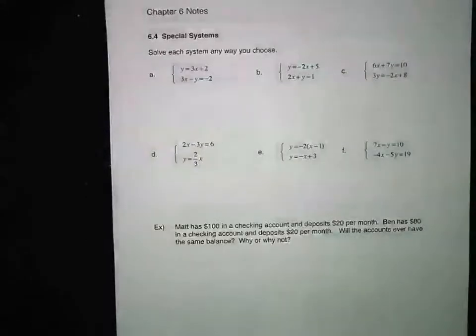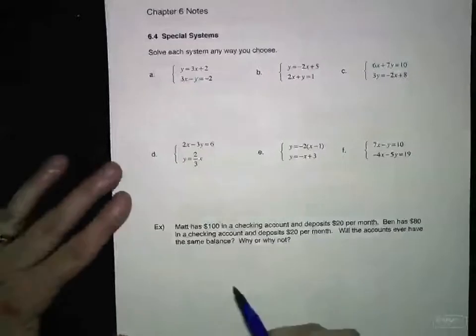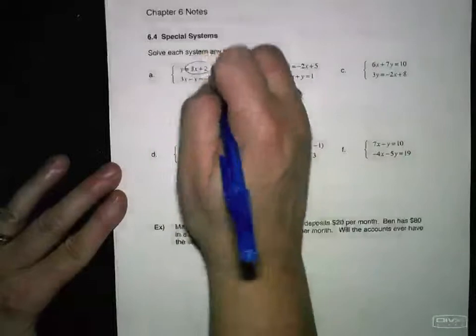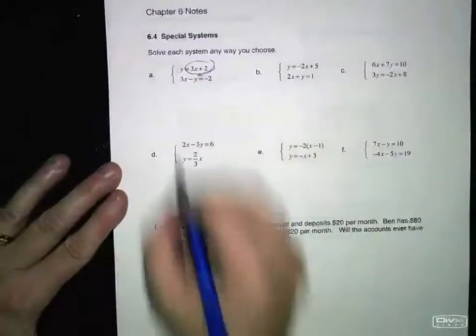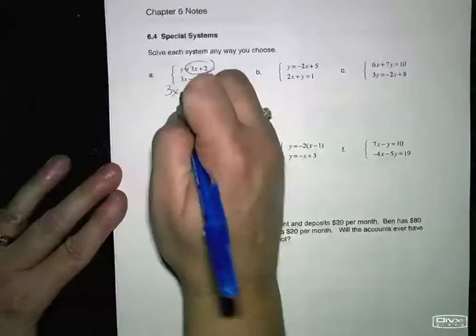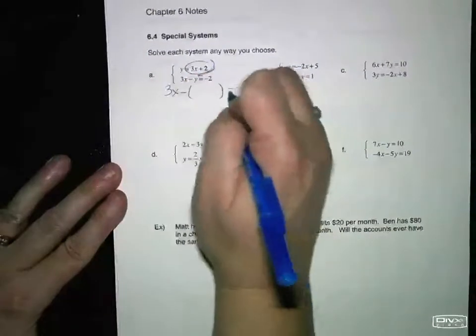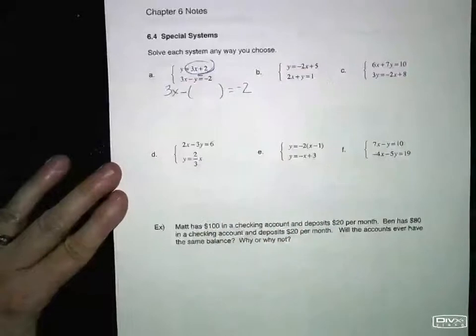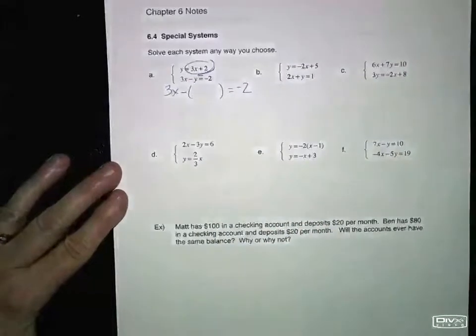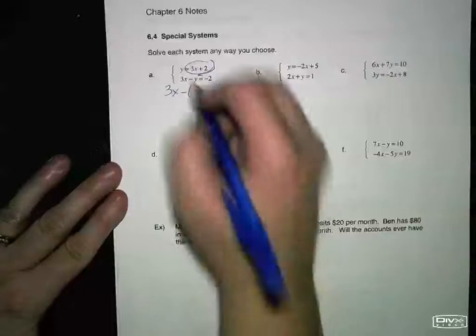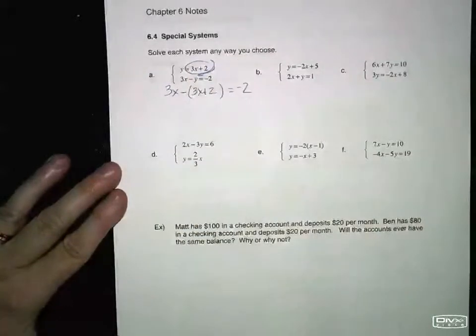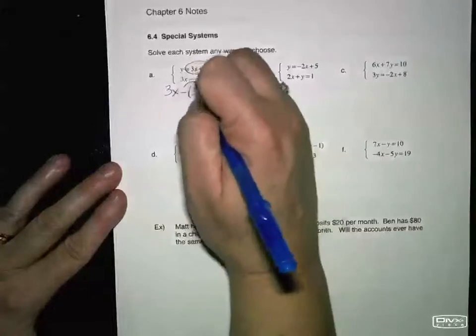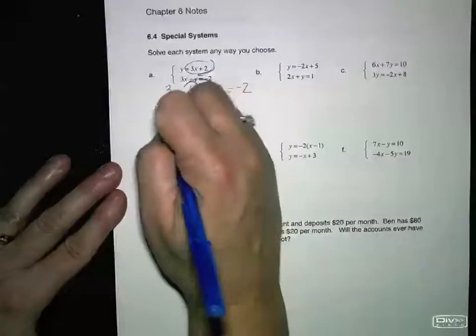Chapter 6, Section 4, we have a couple of special systems, and we can solve these any way we choose. Looking at this first one, I'm going to use substitution, and I'm going to put that whole thing in place of the y. That will become 3x minus y equals negative 2. You'll notice in place of the y, I put those parentheses, and we're going to put that 3x plus 2 in there. You need to distribute this to the whole thing.